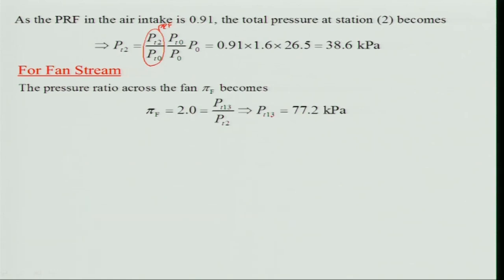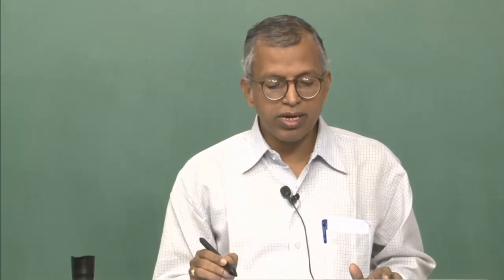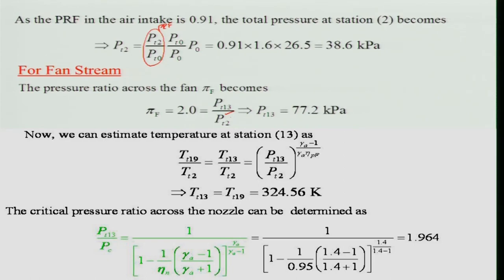So you can get PT13 directly because PT2 is known, you have already evaluated it. And we can estimate the temperature at station 13 by assuming T19 is the same as T13. T13 by T2 will again be related to PT13 by PT2, the fan pressure ratio, which is nothing but 2. Polytropic efficiency we are not considering here, though for the fan we would need to consider the polytropic efficiency. When we substitute these values, you will get T13 equal to 324.56.